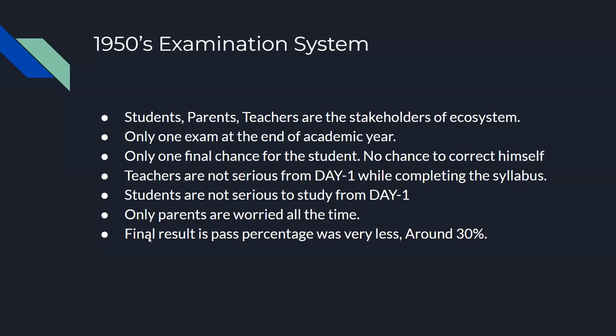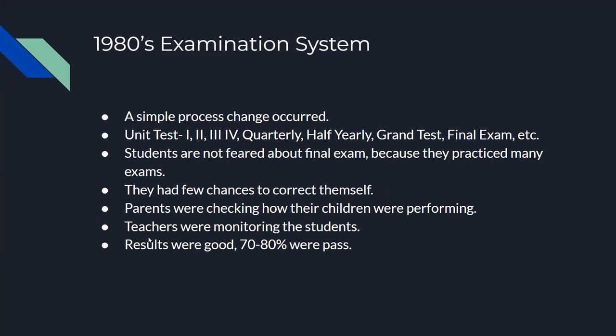So later, every school thought a lot, discussed, and improved. They changed the process a little bit. The syllabus is the same, students are the same, parents, teachers, the entire ecosystem is the same, but a simple process change was introduced. We had unit test 1, 2, 3, 4, quarterly, half yearly, grand test, and final exam. These are the examination systems that were introduced.